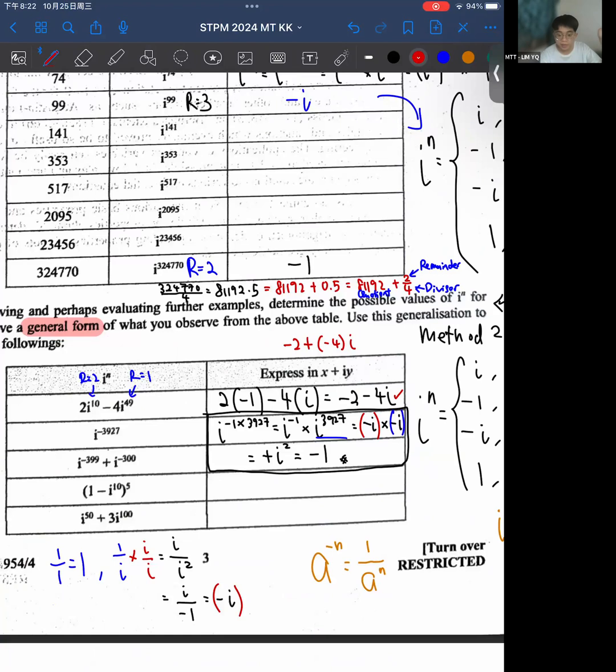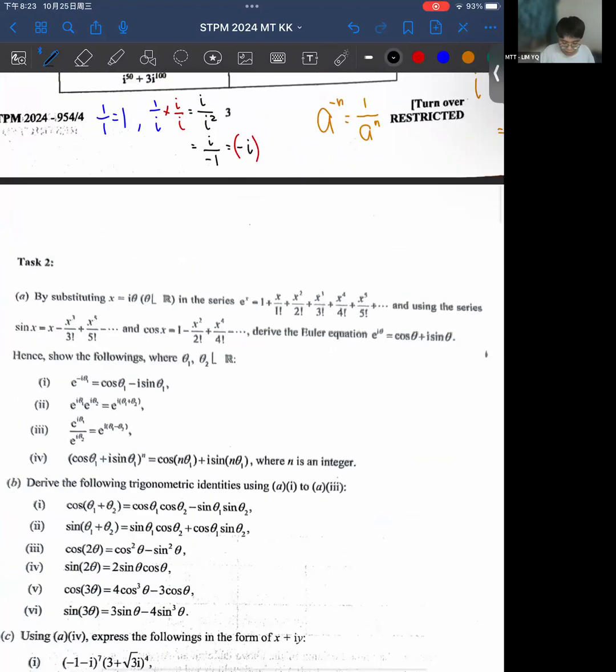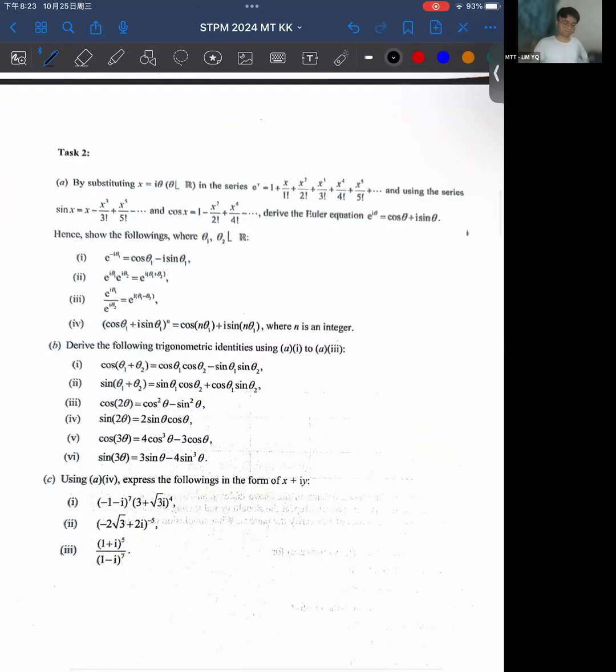You already know how negative numbers work. So you try by yourself. I know the very difficult ones are task 2, task 3, task 4. Now we look at that. Now task 2. Very interesting, this year's question.